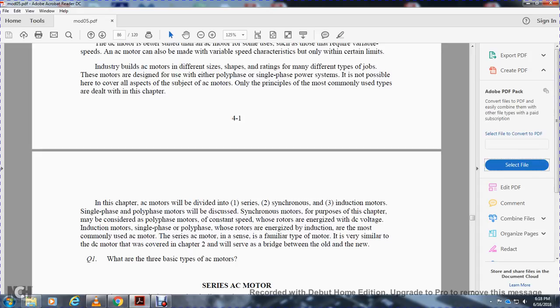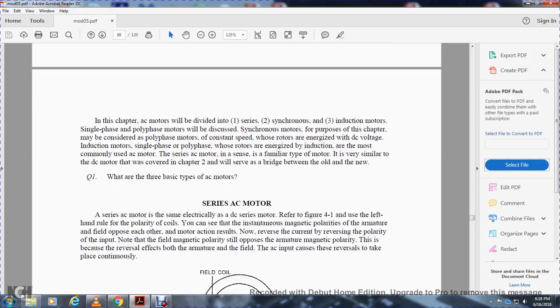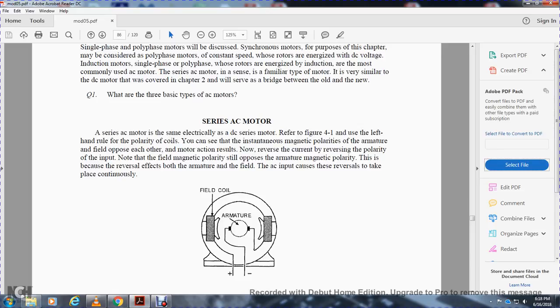The variable series motor serves as a bridge between the old and new. Series AC motor. The series AC motor is electrically the same as the DC motor. Refer to Figure 4.1. Use the left-hand rule with the polarity of the coils. You can see the instantaneous magnetic polarity of the armature field opposed to each other. The motor action results. Now reverse the current, reversing the polarity of the input. Note the field magnetic polarity is still opposed to the armature magnetic polarity.